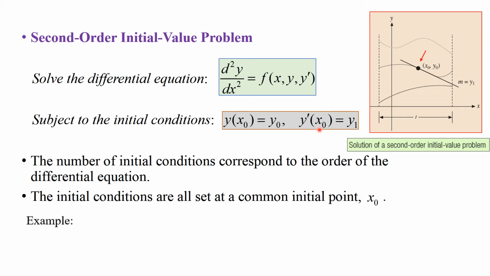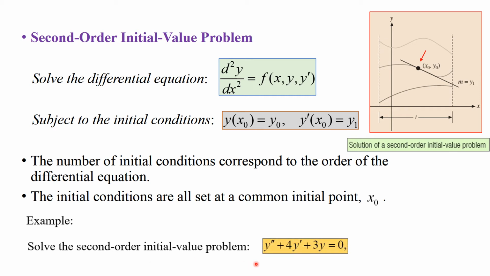Example, this is an example of a problem involving a second order IVP. Solve the second order initial value problem. This is the second order DE, y double prime plus 4y prime plus 3y equals 0, subject to two initial conditions, y of 0 equals 1, y prime of 0 equals 0.